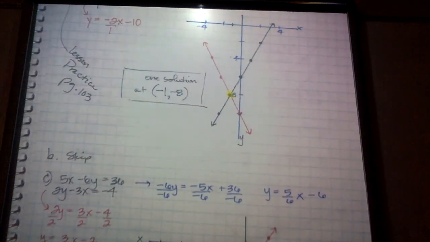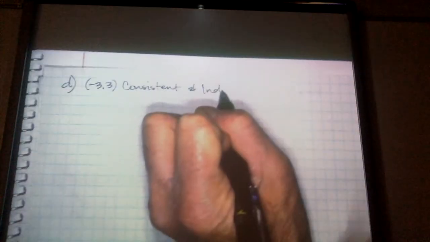All right, next part of a lesson practice is super easy. They have us classify based on their shape. So part D has us classify and name the solution. So in part D, if you look at the book and you want to pause, the solution is at negative 3 and 3. And I would classify, since it has one solution, look at those pictures I drew at the beginning of your notes. It's consistent and independent.